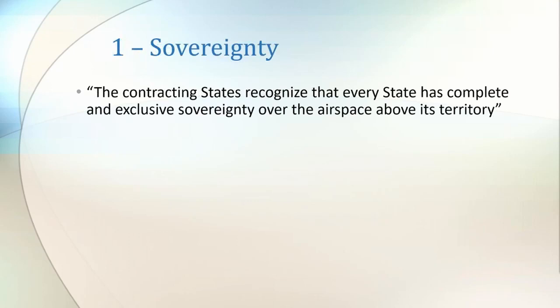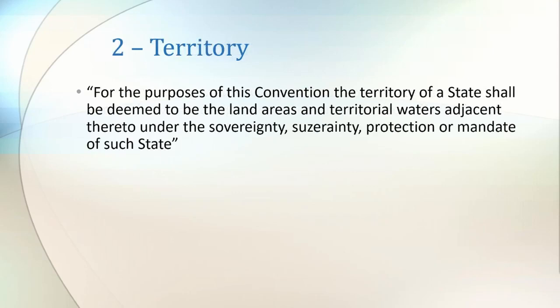Article 1 states that the contracting states recognise that every state has complete and exclusive sovereignty over the airspace above its territory. This means that the airspace over a state ultimately belongs to that state. This ensures that ICAO is complying with the previously established Paris Convention of 1919. Article 2 simply exists in order to clarify Article 1. It clarifies the definition of the land that is covered when ICAO refers to a state.